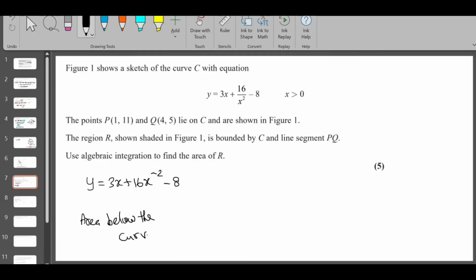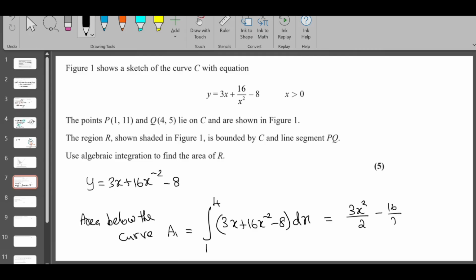A1 is equal to integral 1 to 4 of 3x plus 16x power minus 2 minus 8 dx. So you're going to get 3x square over 2, x power minus 1 over minus 1, which is minus 16x power minus 1, or you can write it as minus 16 over x, minus 8x, 1 to 4. Let's calculate this area first.